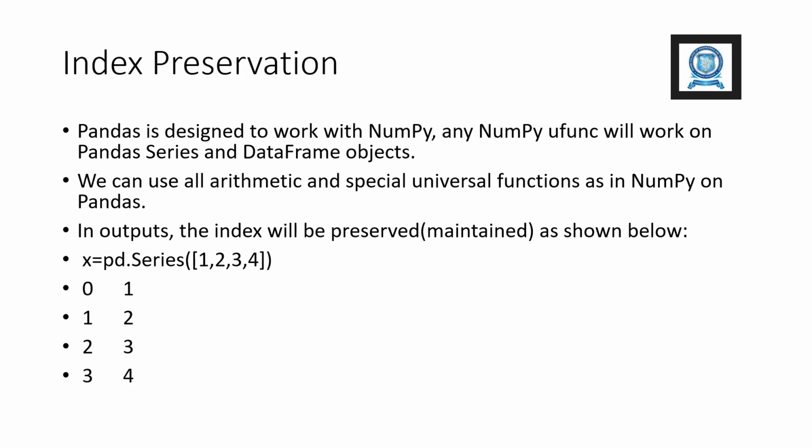First, index preservation. Pandas is designed to work with NumPy. Any NumPy ufunc will work on pandas Series and DataFrame objects. We can use all arithmetic and special universal functions as in NumPy on pandas. In outputs, the index will be preserved, that is, maintained as shown below. For example, x is equal to pd.Series of 1, 2, 3, 4. So the values are 1, 2, 3, 4 and their corresponding indices are 0, 1, 2 and 3. They are preserved and maintained. This is shown in this slide.